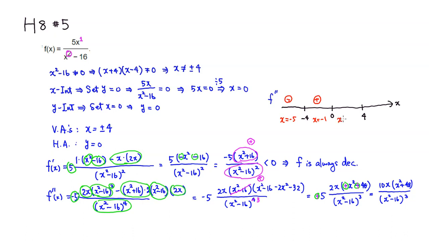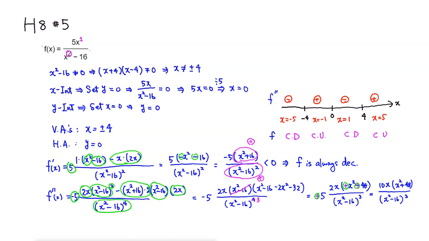We can try x equals +1. This is positive and that's negative, so it's going to be negative there. We can try x equals 5, and everything is positive, so you have a positive sign here. So you can see that the original function, concavity-wise, starts out concave down, then concave up, concave down, and concave up. All right, so let's type it in.